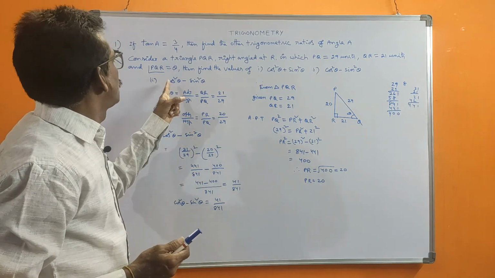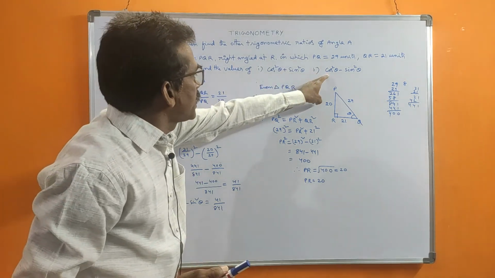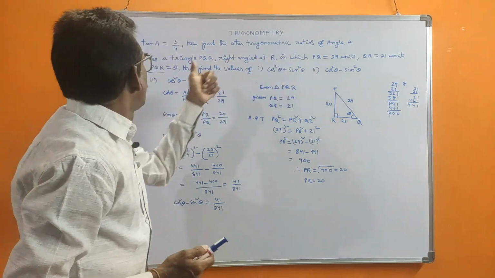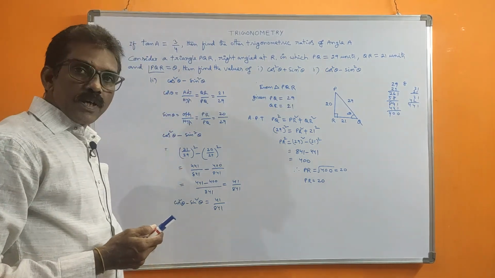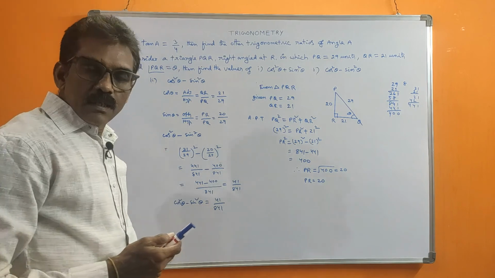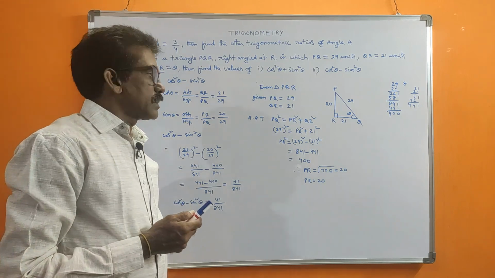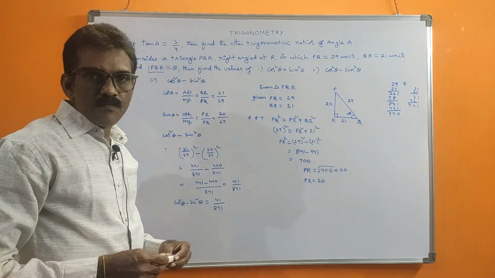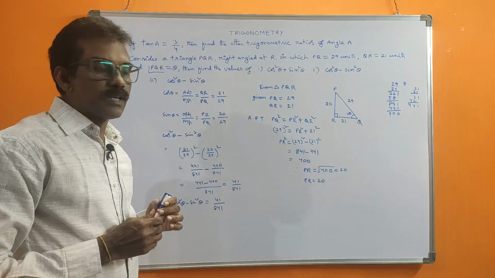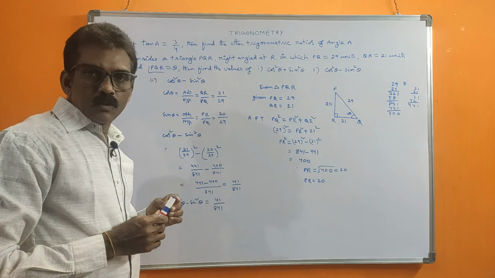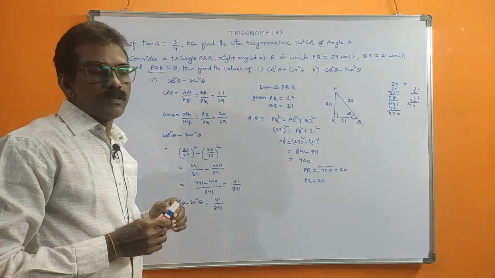Once you know the values, simply, in the question he asked, you substitute the values and simplify correctly. Do the fractions correctly. Then you will get the correct result. Okay? Like this, we can solve these problems. I hope everyone understood how to do these problems. My lesson, you understood? I hope.